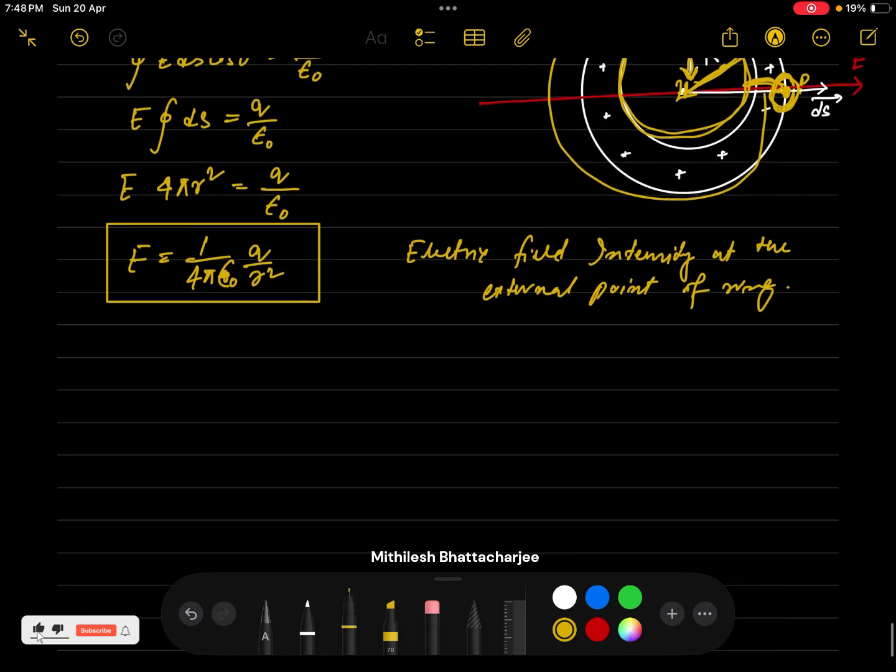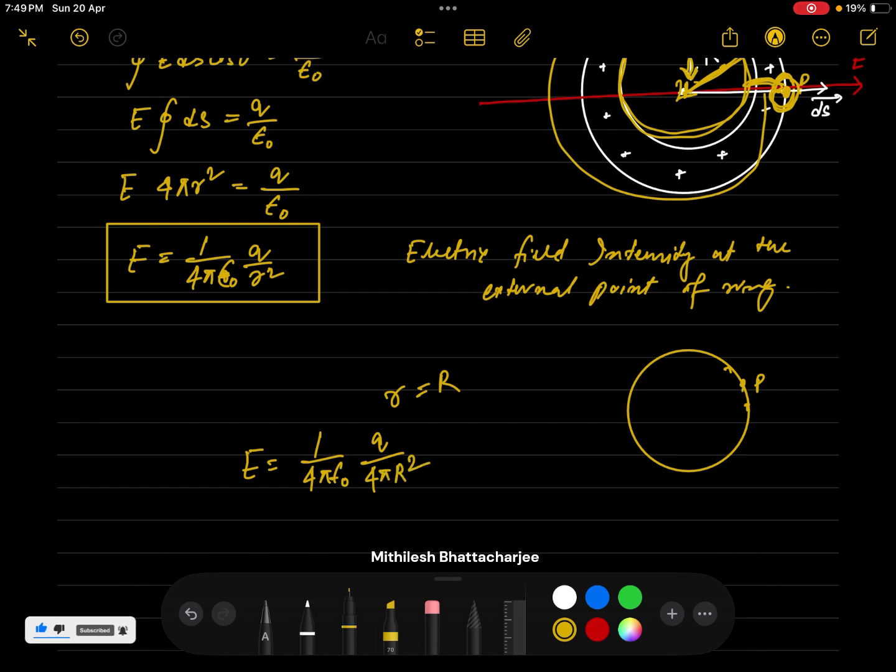Okay. And if we want to find the field at a point on the surface of the shell, this thin shell, at this position P, then what will be there? r will be capital R, and E will be 1 by 4 pi epsilon naught Q by 4 pi capital R square. Then in this case the Gaussian surface will be the shell itself, so r is equal to capital R.